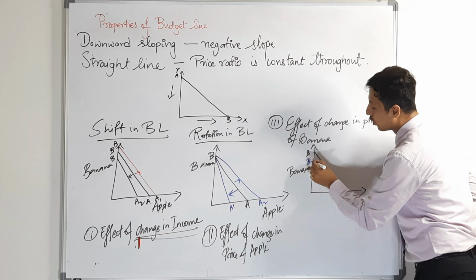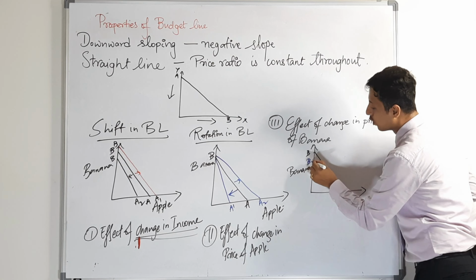Then we have rotation in the budget line, which is the effect of a change in the price of apple. If the price of the apple increases, the consumer can purchase less apple, so it rotates towards the left. If the price of the apple decreases, the consumer can have more apple, so it rotates towards the right. In the same way, there is a change in the price of banana.